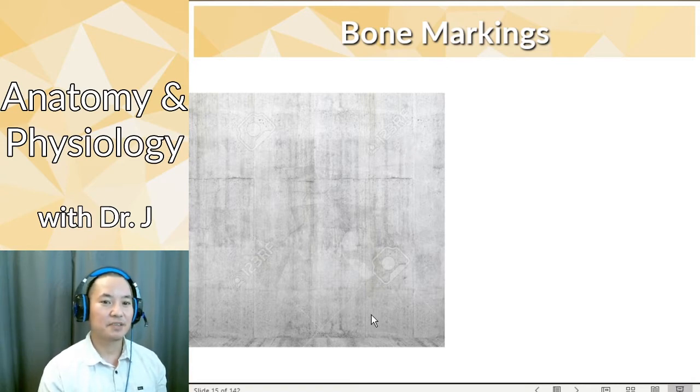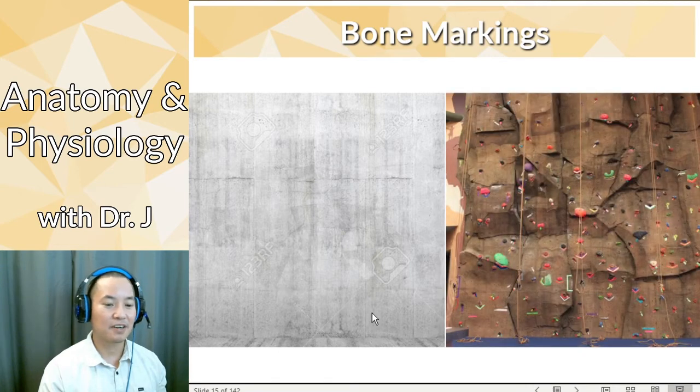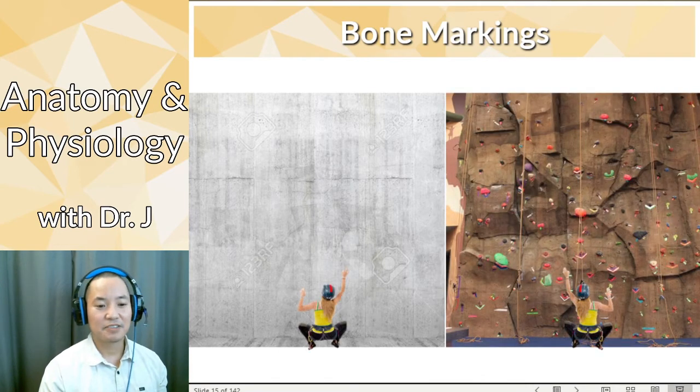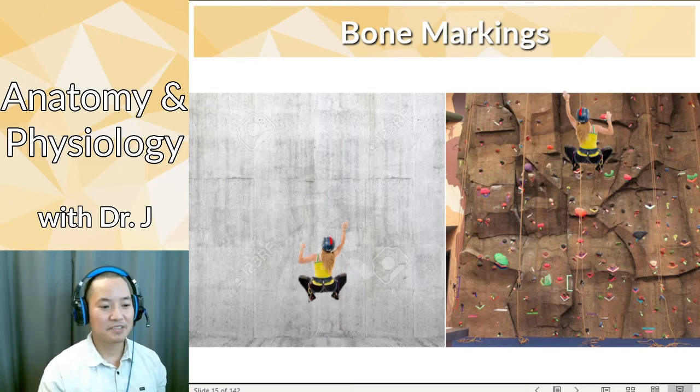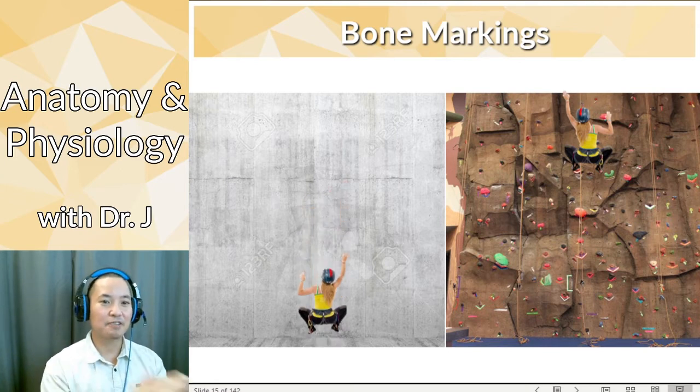Here we have a smooth concrete wall, and here we have a rock climbing wall. And here we have two rock climbers. Who's going to reach the top of their wall first? The one with the very smooth wall on the left, or the one with all the handholds on the right? The one with the textured surface is going to have an easy time grabbing onto things and climbing up. Whereas the one on the left with the smooth surface can try to get a grip on something, but she's going to just slide right off.